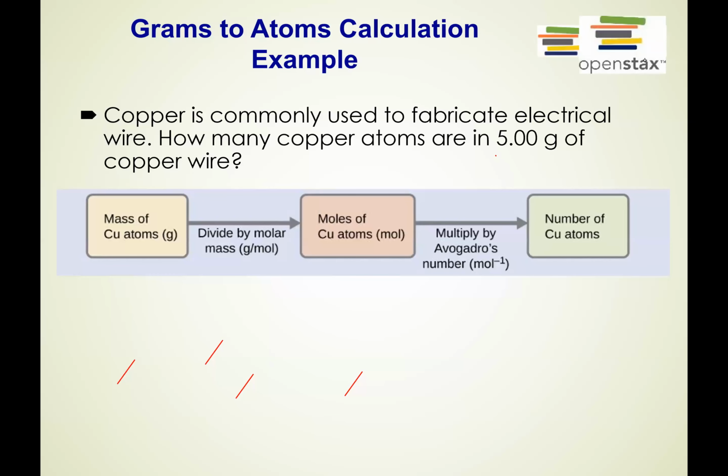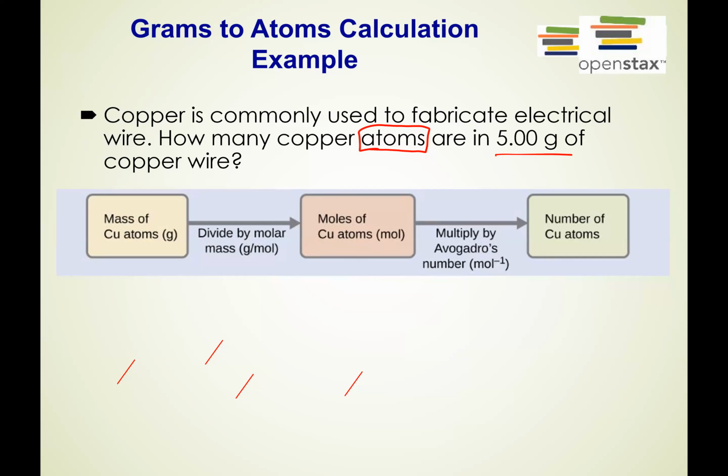So again, this one's a little different because it's asking more than we were doing before. If we look at this question here, if we start with 5 grams of copper wire, what unit? This is going to be the key to all chemistry problems. What unit do they want in the end for this question? Atoms. How many copper atoms? So that means we're going to be starting with grams and ending at atoms.